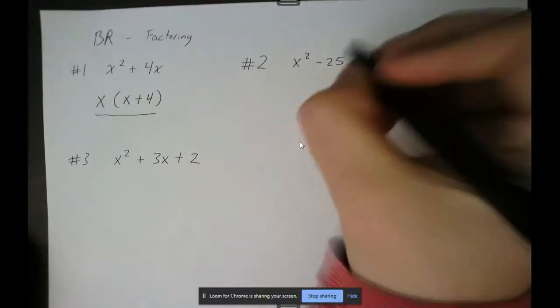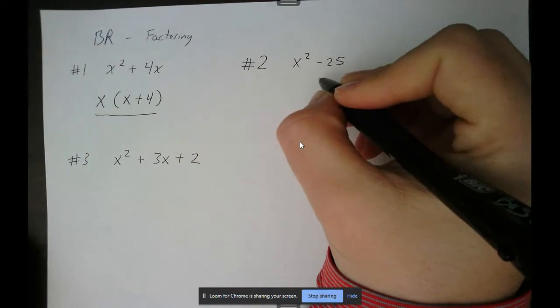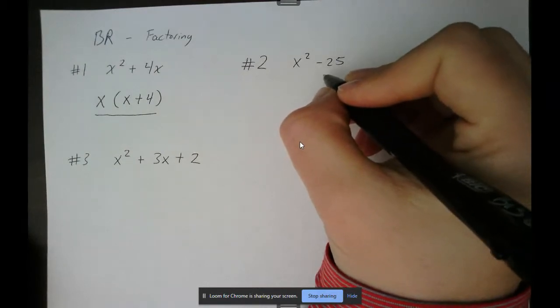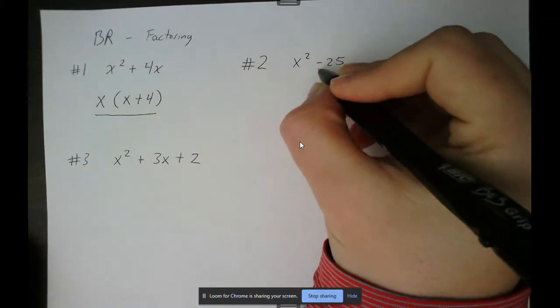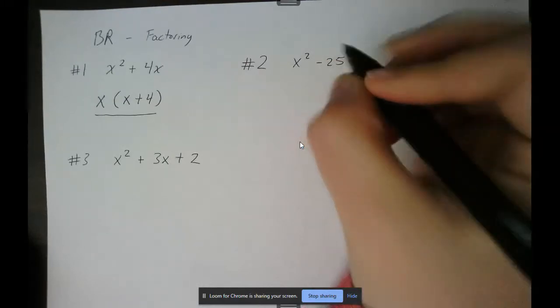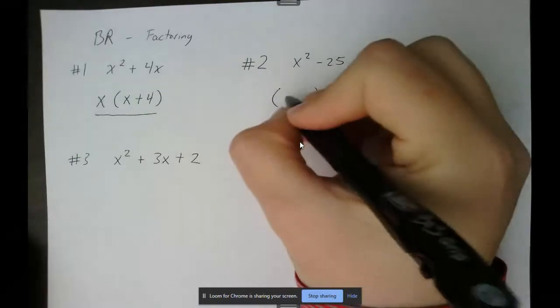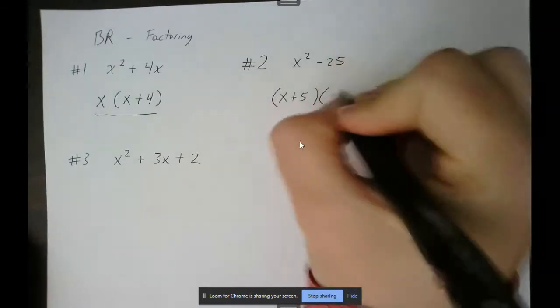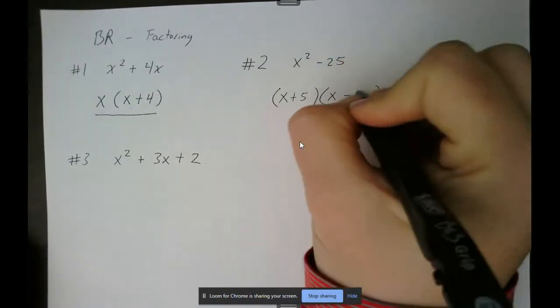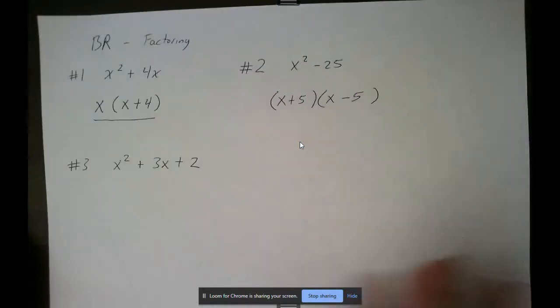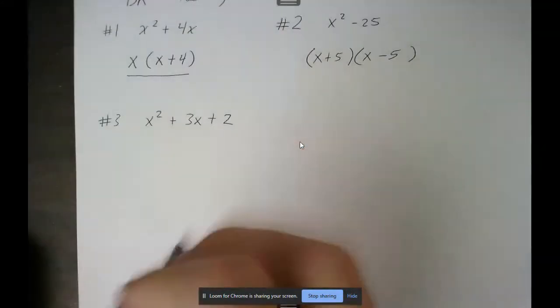Okay? How about number 2? Difference of perfect squares. That's a difference of perfect squares because we got subtraction. Both of these are perfect squares, and so that becomes what? X plus 5 and X minus 5. Okay? And then number 3 is what?